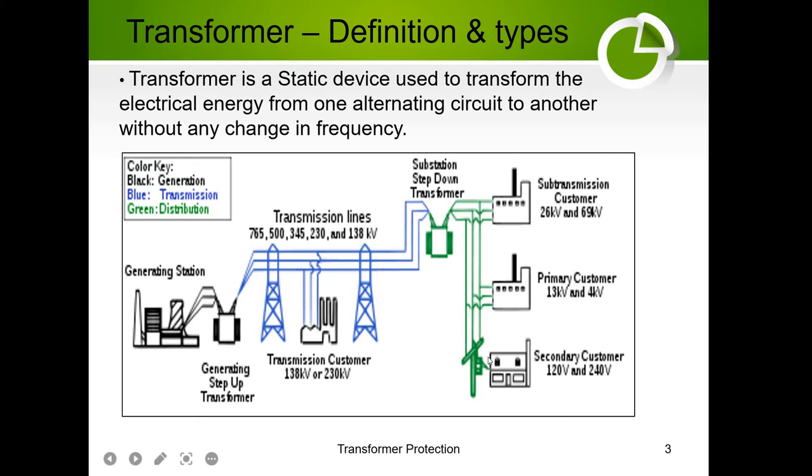For the household consumer it is 240 volt and 120 volt. For the primary consumer it is 11 kV, 13 kV and 4 kV, and for the sub-transmission customer it is 26 kV, 69 kV, somewhere 33 kV, whatever the requirement. For industry load, 33 kV and 132 kV is there.